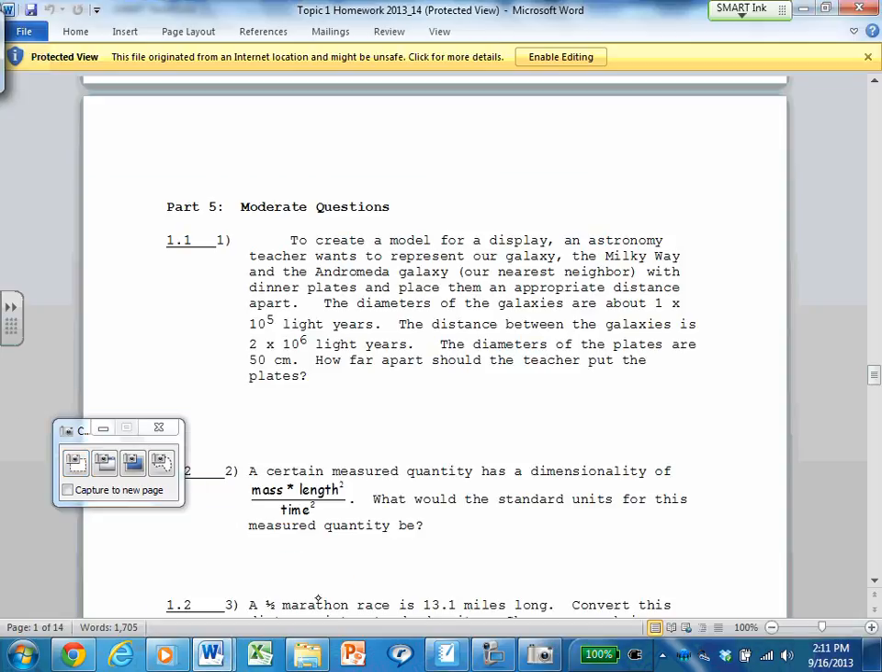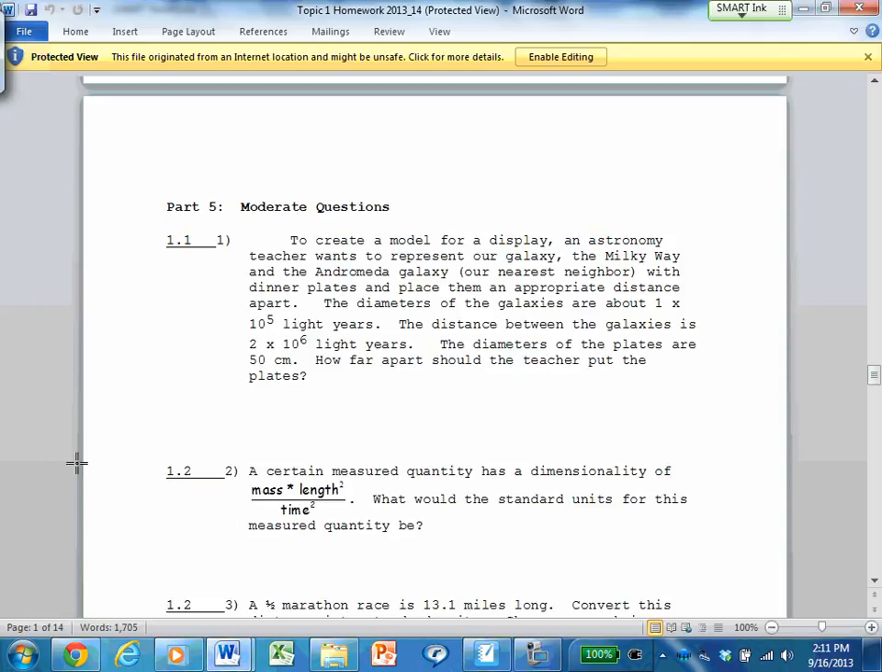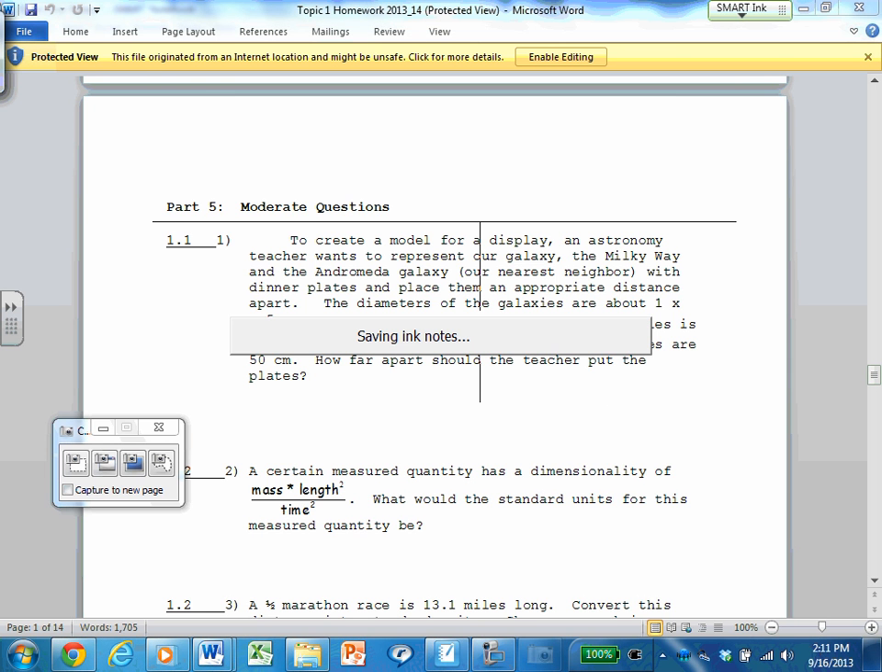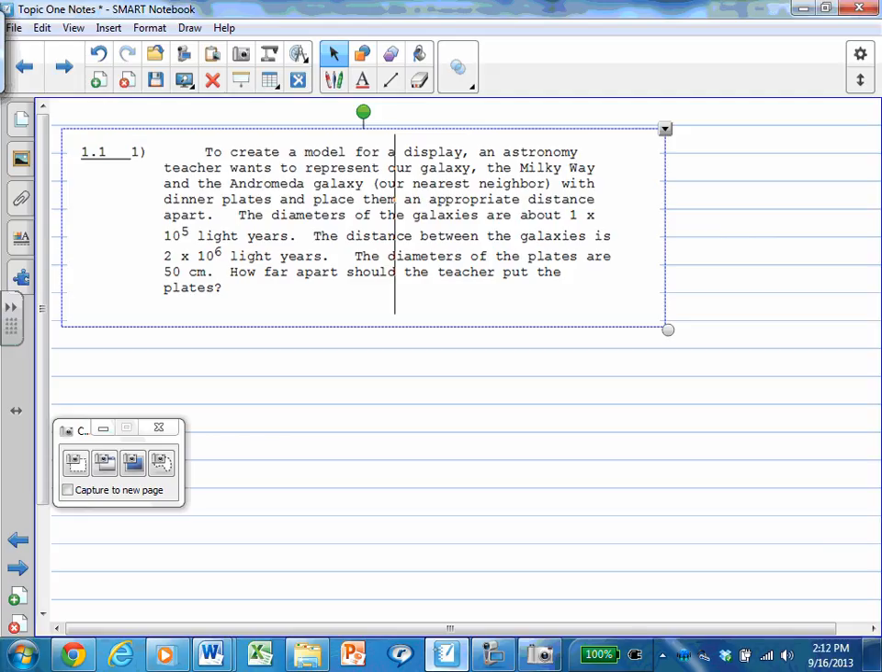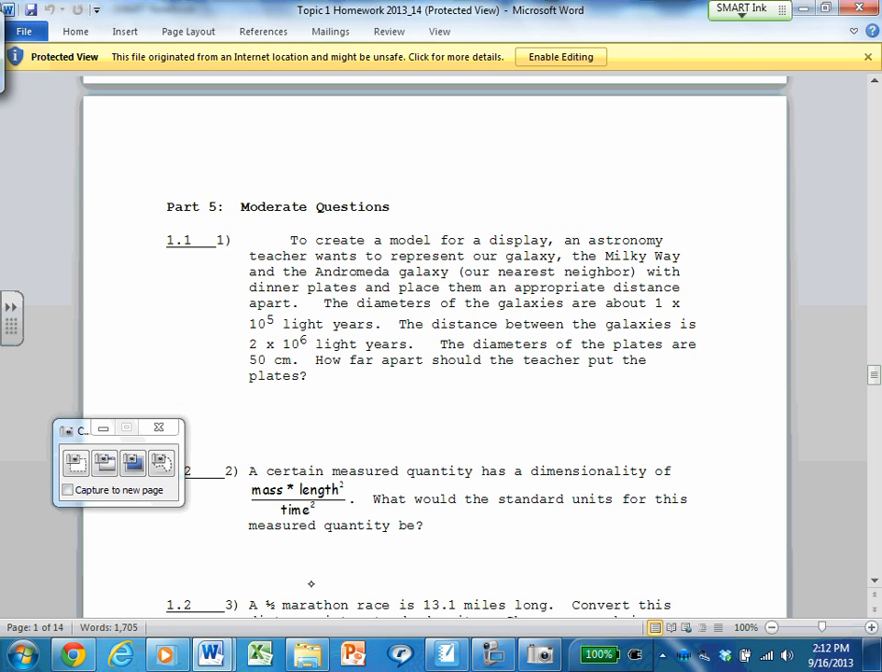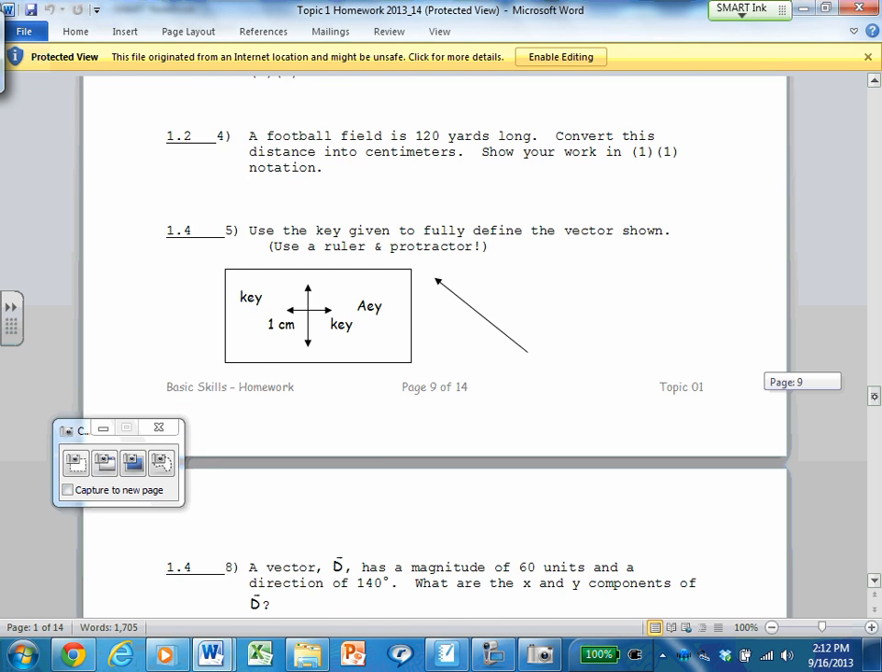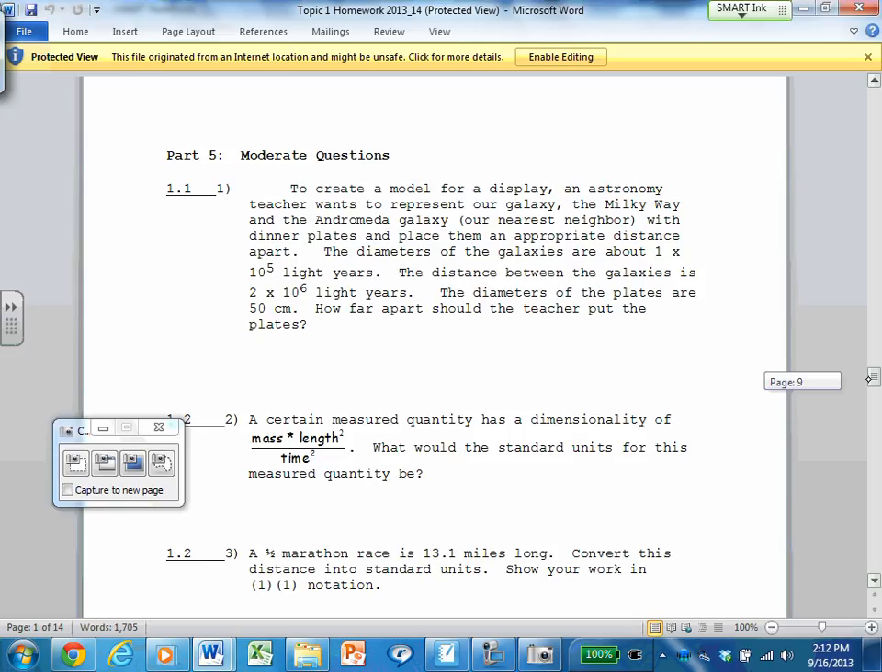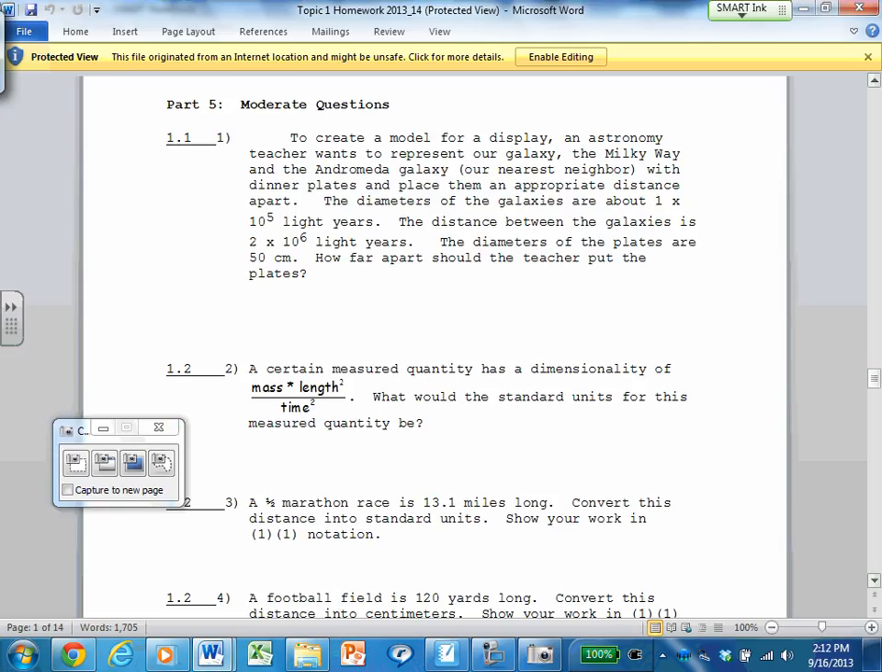Let's look at this one though. All right, so this is 1.1, this is page 9 of 14. Try that at your pace. Just give it a whirl. See if you can't set it up and solve that.